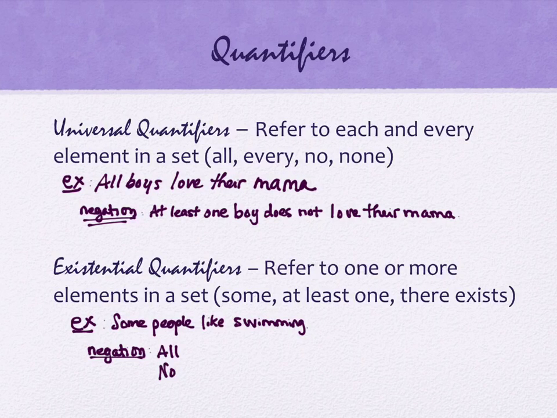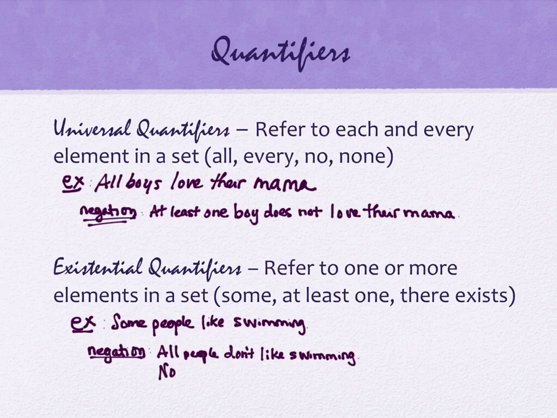Okay, so let me do all first. So if we have "some people like swimming," what would we say that's the opposite of that with the word all? Right. So all people dislike, or don't like, or some variation of that, don't like swimming. And that's technically correct, but it sounds a little bit funny.